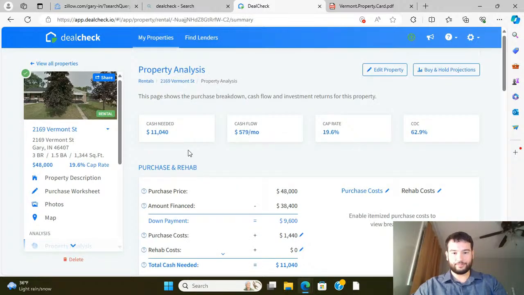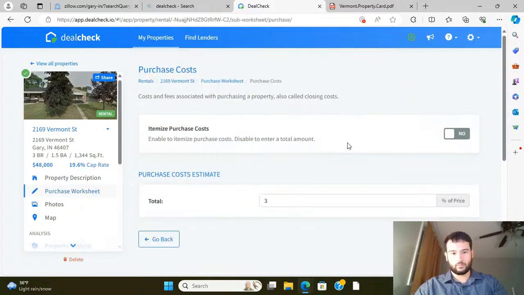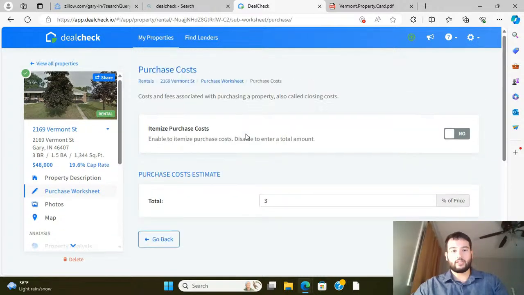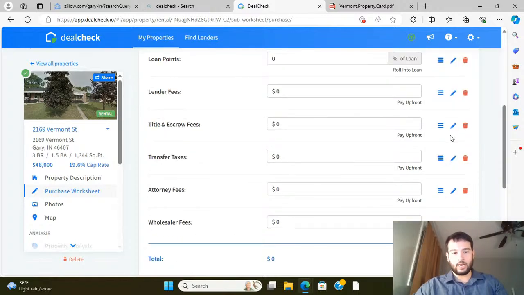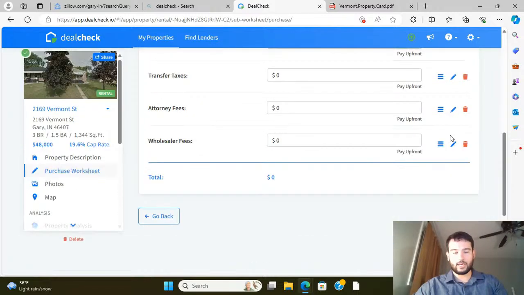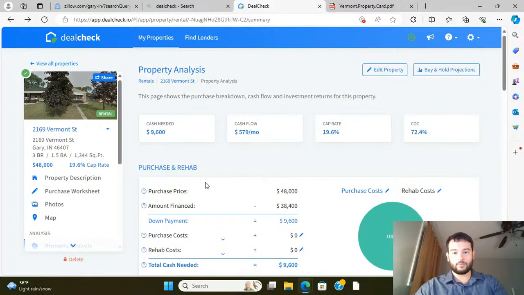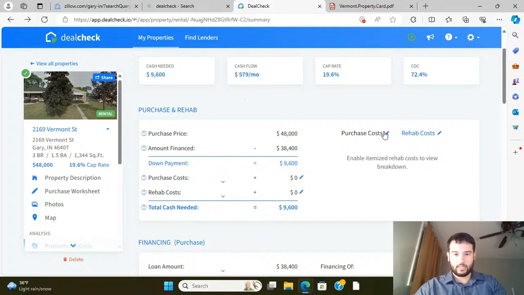All right, so let's talk about purchase cost. With this, you're probably going to think about 3%. You can itemize your specific costs with this button, if you want to. There's not really going to be anything you have to worry about there. All right, so purchase cost. What about rehab cost? Everybody wants to know.